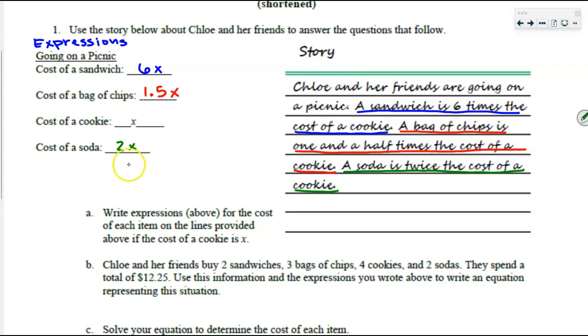But how can I turn all of that information into an equation? We're still going to take some baby steps. How many sandwiches did they buy? 2 sandwiches. So how many of these 6X's am I going to have? 2 of them.